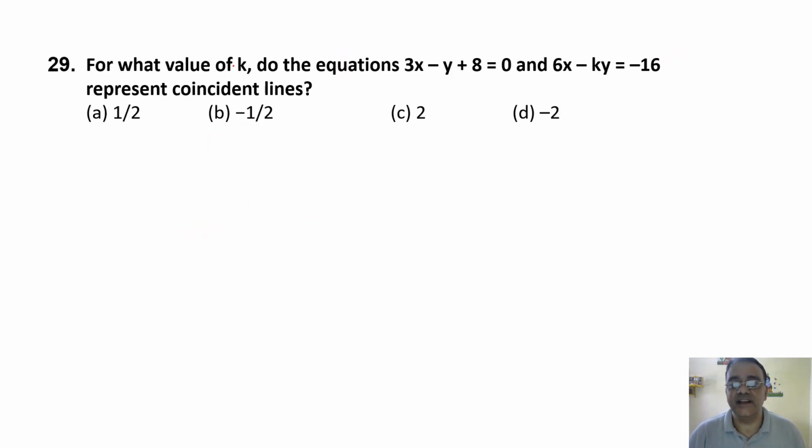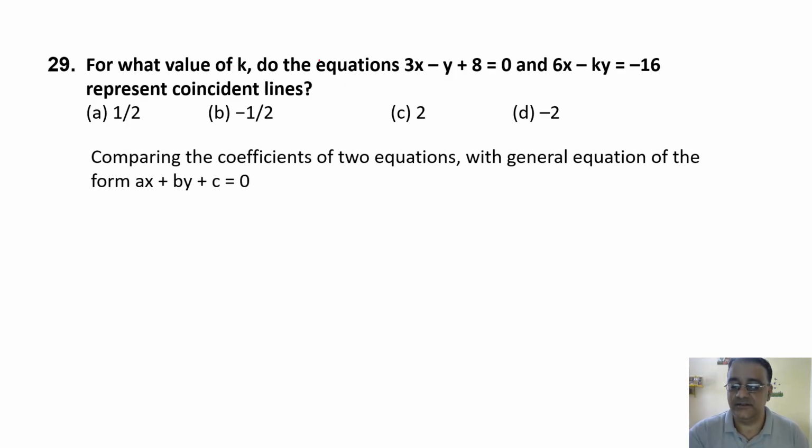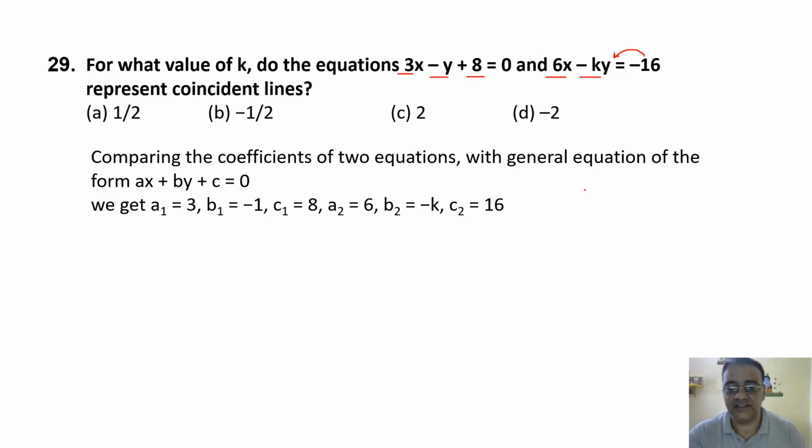For what value of k do the equations 3x minus y plus 8 is equal to 0 and 6x minus ky is equal to minus 16 represent coincident lines? And for coincident lines we know that a1 upon a2 is equal to b1 upon b2 is equal to c1 upon c2, right? So first we will write the values. a1 is 3, b1 is minus 1, c1 is 8, a2 is 6, b2 is minus k, and c2 is plus 16, right?